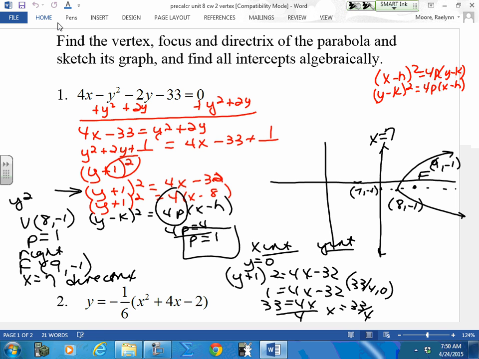Now my y-intercept, take this equation and plug in x equals 0. This is going to take this guy out, right? And it's going to say y plus 1 squared equals -32. When you take the square root, this is not possible. So there are no real y-intercepts. Everybody good? So all we did today extra was get it to that format. And then we continued with yesterday.